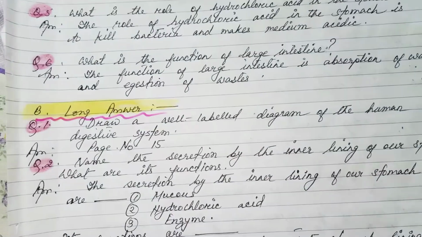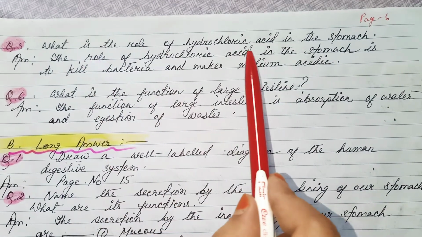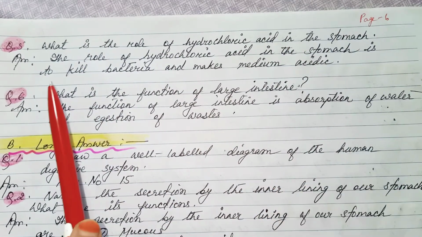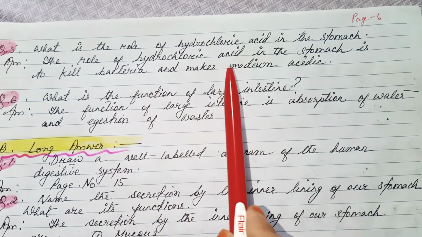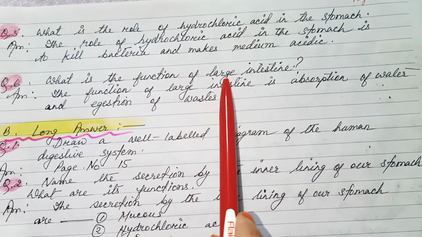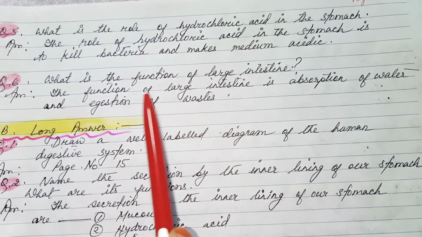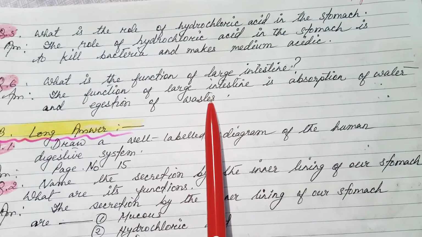Then question number 5. What is the role of hydrochloric acid in the stomach? The answer is: the role of hydrochloric acid in the stomach is to kill bacteria and make the medium acidic. Question number 6. What is the function of the large intestine? The answer is: the function of the large intestine is absorption of water and ejection of waste.